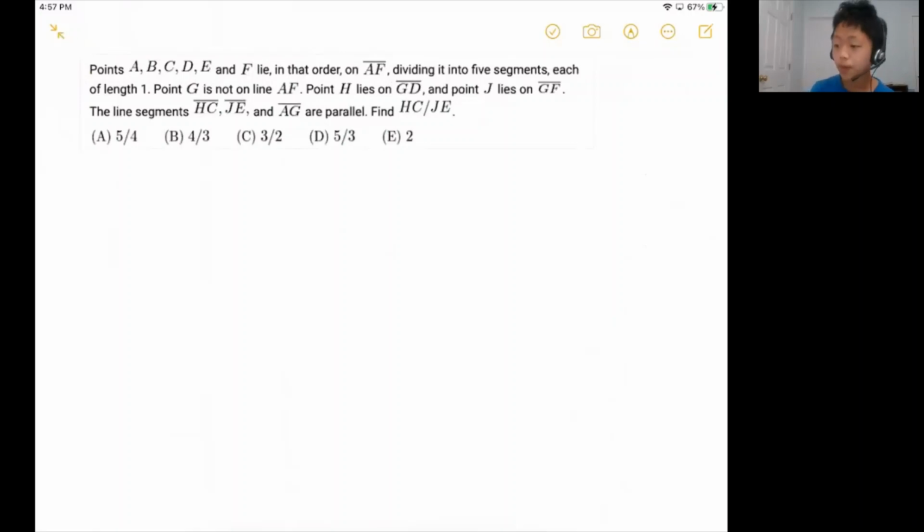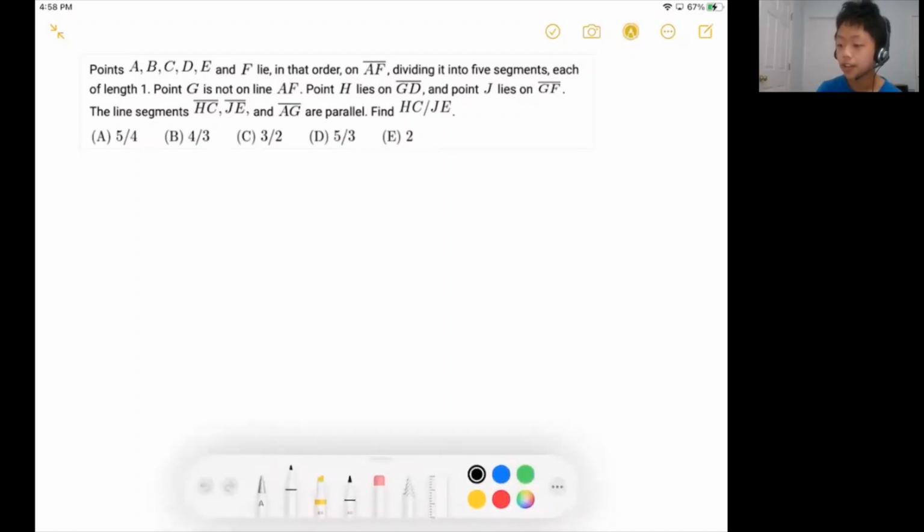So remember, when we have geometry problems, you always want to draw a diagram first. So in this question, we have points A, B, C, D, E, and F that lie in that order on AF, dividing it into 5 segments, each of length 1. Let's try to draw this diagram, right?